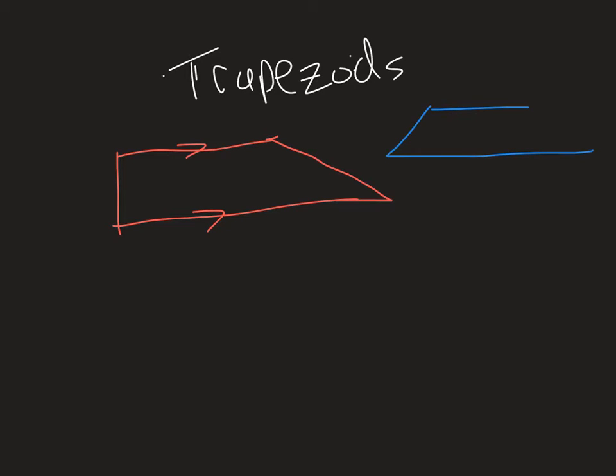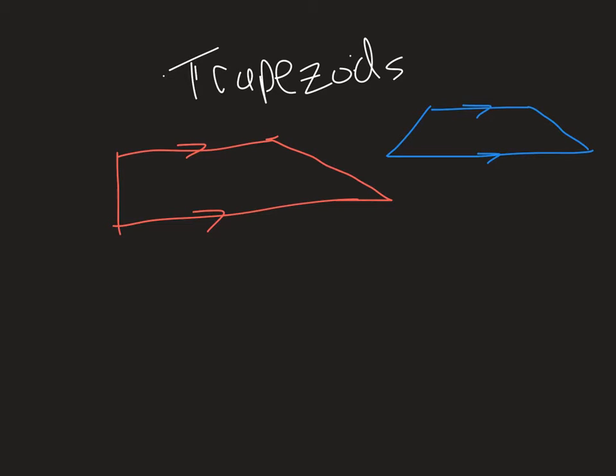So a trapezoid is a four-sided figure with one set of parallel sides. Some examples could look kind of like this, where these two sides are parallel. Another example of a trapezoid could look something more like this, the standard stereotypical trapezoid, where again we have one set of parallel sides.